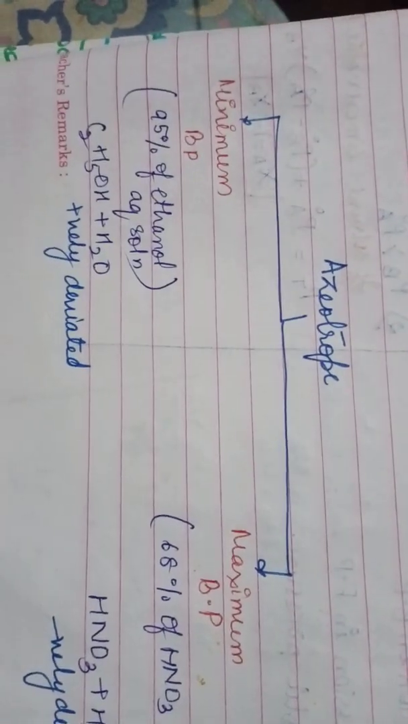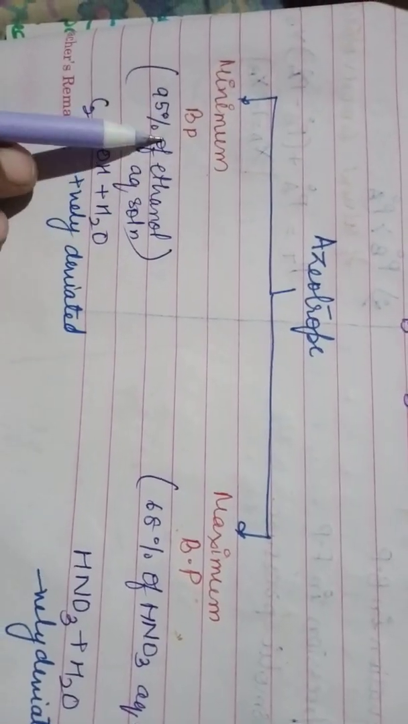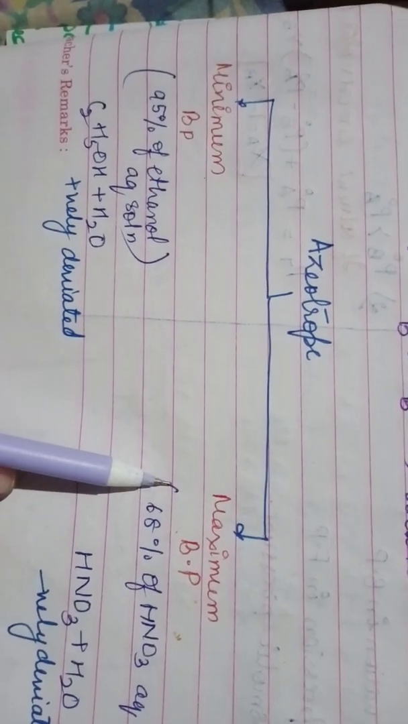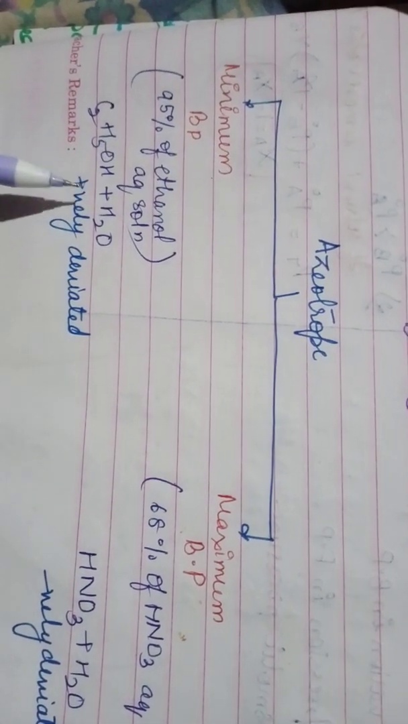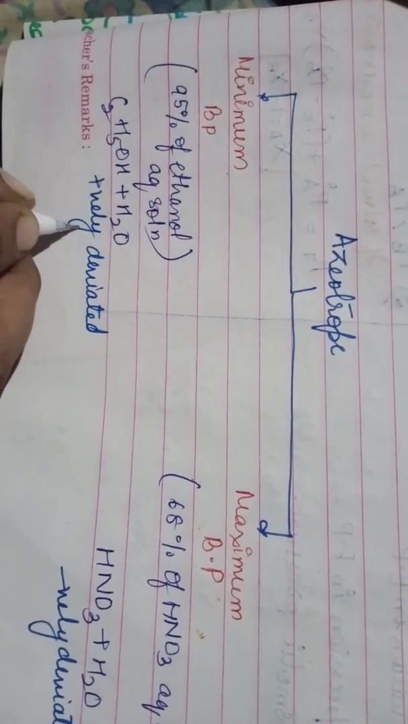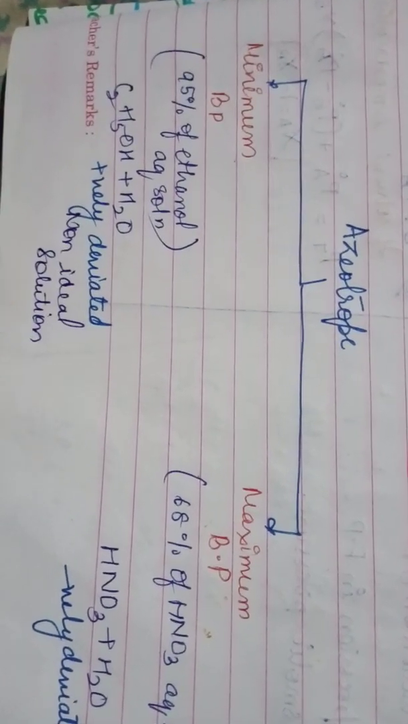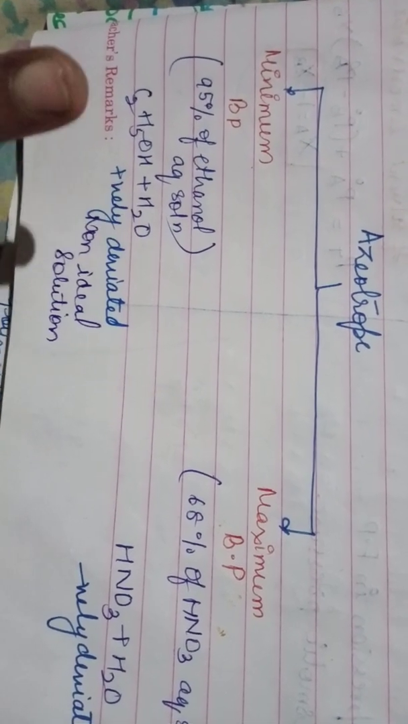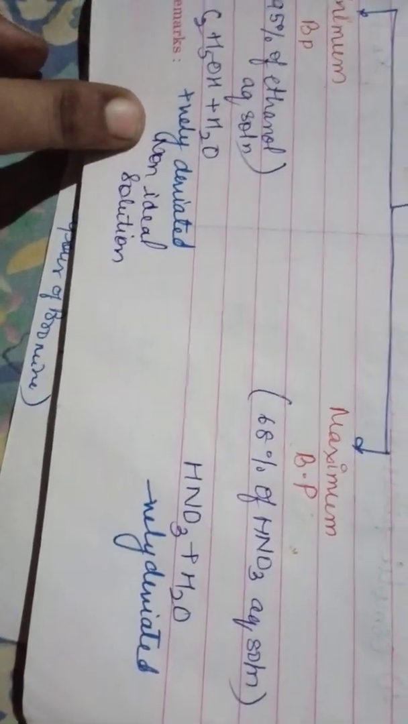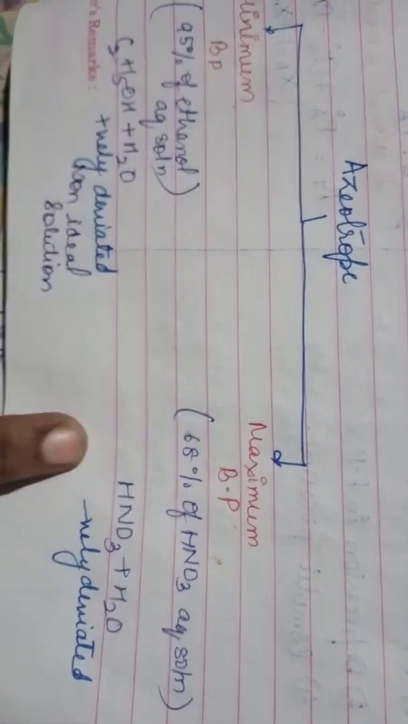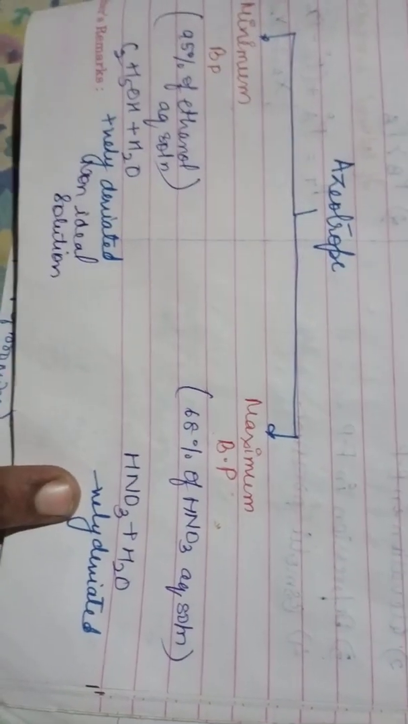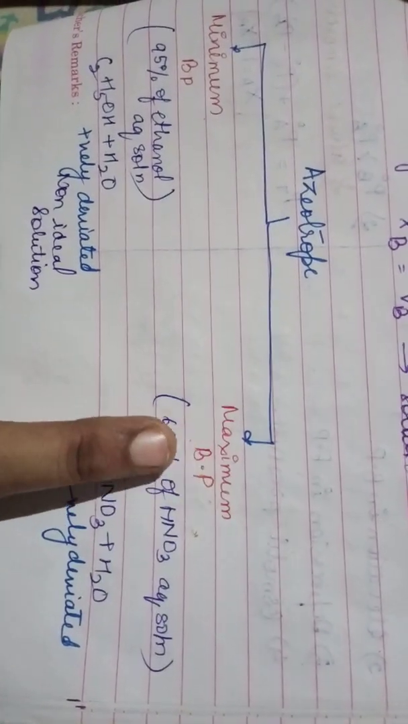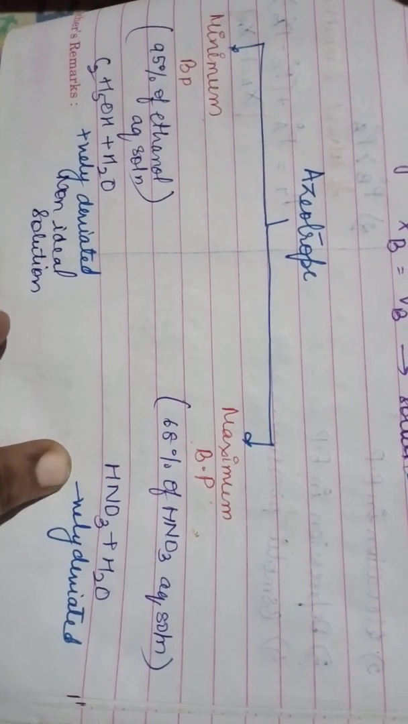Are you getting? In azeotropic mixture we have to study two types of azeotropes. One is minimum boiling azeotrope and another one is maximum boiling azeotrope. Minimum boiling azeotrope is formed by the positively deviated non-ideal solutions. I have told you the trick. If it is alcohol, carbon disulfide or carbon tetrachloride, then it is a positively deviated non-ideal solution. And if it is an acid, then it is a negatively deviated non-ideal solution. So maximum boiling point azeotrope will be formed by negatively deviated solutions.